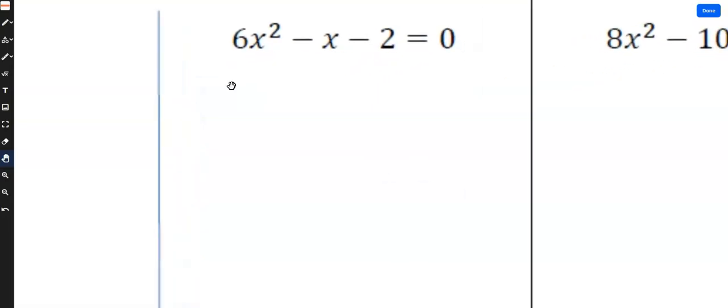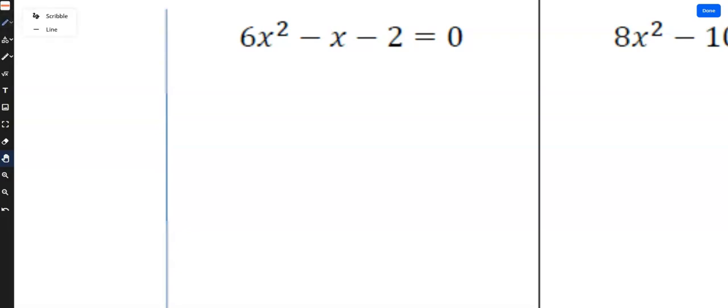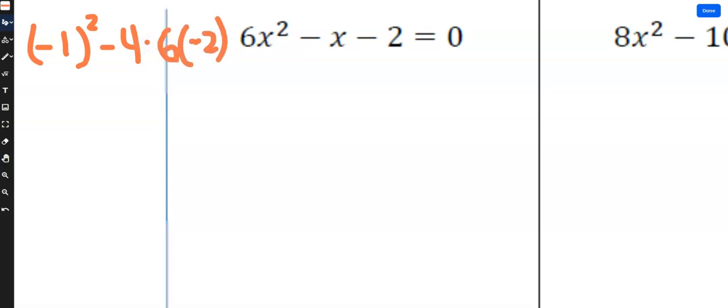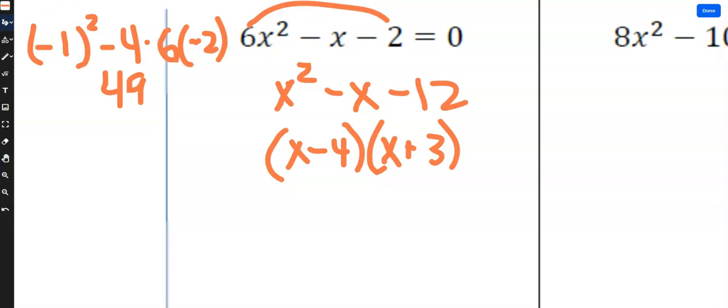Okay, so do we want to solve this by factoring? I don't know, does this thing factor? Let's double check here. B squared minus 4 times A times C. Okay. So yeah, that's 49. It does factor. So this factors into x minus 4, x plus 3.